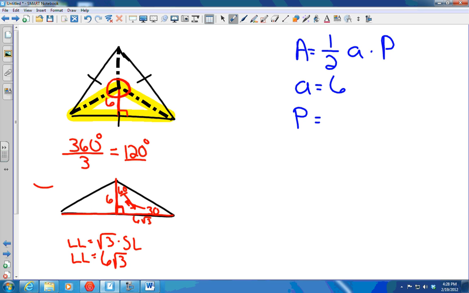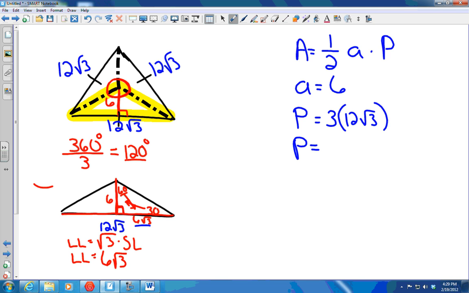So it's not just 6 times the square root of 3. The whole thing is 12 times the square root of 3, 2 times this. I know this side is 12 times the square root of 3, and this side is 12 times the square root of 3, and this side is 12 times the square root of 3, because all the sides are equal. So my perimeter is easy to find. The perimeter is just going to be 3, the number of sides, times 12 times the square root of 3.